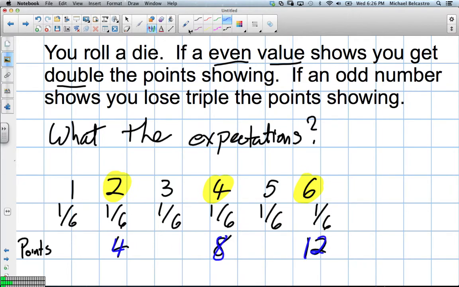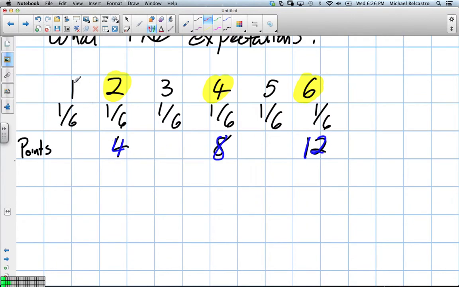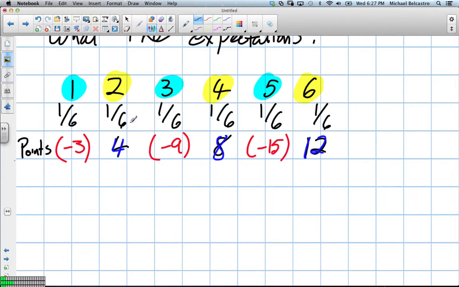And 12. Great. It also says that if an odd number shows, you lose triple. So 3 times the points showing. Well, how many points will we get, and let's highlight them, if a 1, 3, or 5 shows? How many points do we get if a 1 shows? 3. Do we get 3 or we lose 3? So we represent that as a negative value. For 3? -9. And for 5? -15. Excellent.